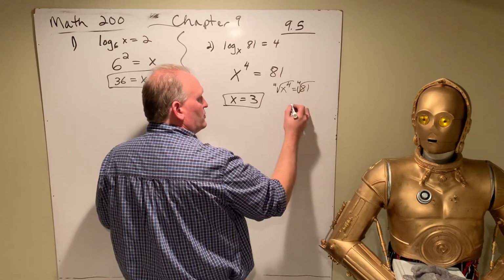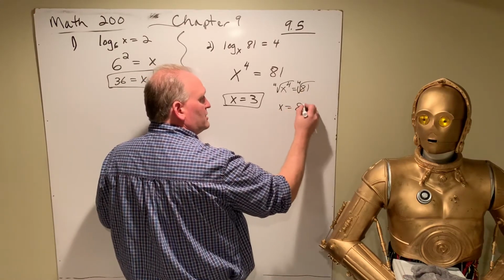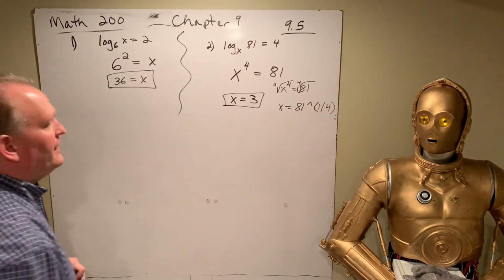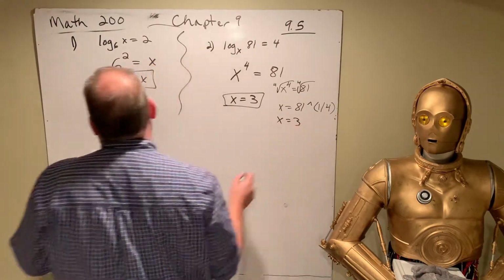So if you do the 4th root of 81, remember on your calculator, the trick there is take it to the 1/4 power. And that'll kick out a 3. All right.